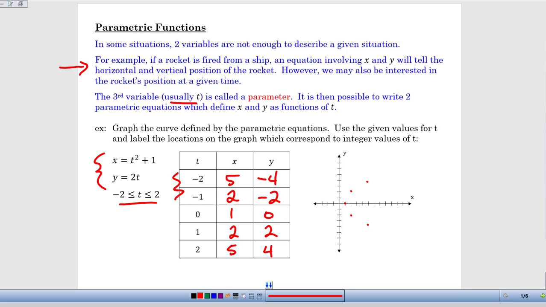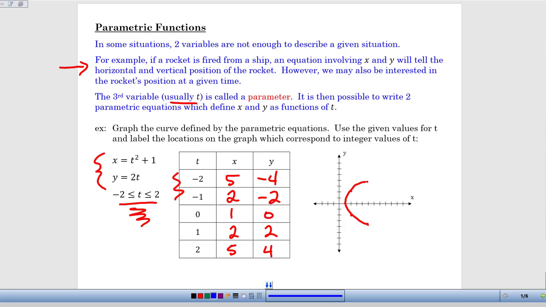So hopefully what we're seeing here as we generate these points, and we weren't restricted to just plugging in integer values, but that's what was convenient for us, is we end up with kind of a parabola type shape. Now, I'm not going to draw arrows on the ends of my parabola because of the restriction that we have for t here, that we are limited to just values between 2 and -2.